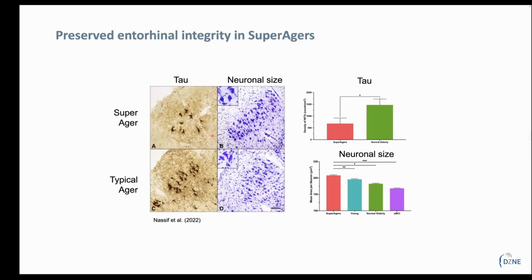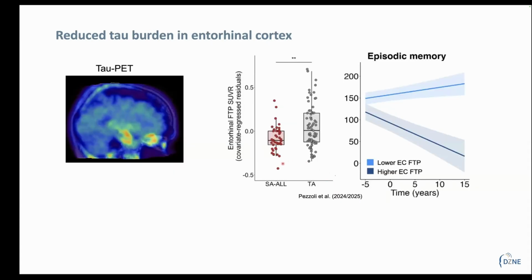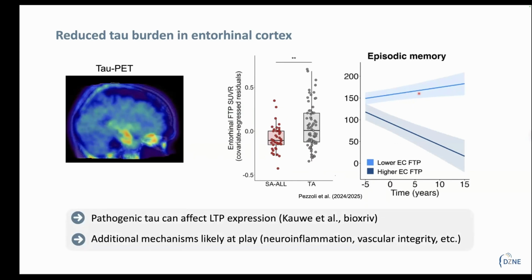Secondly, there's post-mortem work showing that superagers seem to develop less, for example, tau pathology, as you see here, compared to age-matched controls. For some reason, there seem to be some genetic factors, and the neuronal size is even larger in superagers in entorhinal cortex. And this is post-mortem data, but with tau PET imaging, you can also use tracers that bind to tau. There are a couple of studies, for example from Bill Jagust's lab, that showed very nicely that superagers overall in entorhinal cortex seem to exhibit less tau pathology, and that the expression of tau pathology is also related to episodic memory decline, meaning those with lower tau pathology also experience lower memory decline.